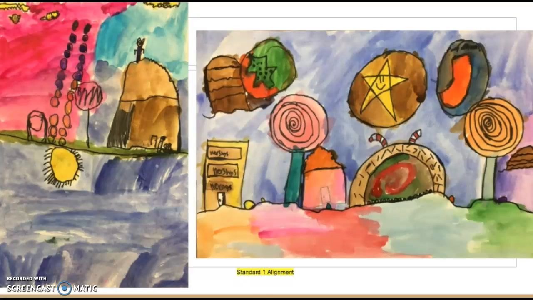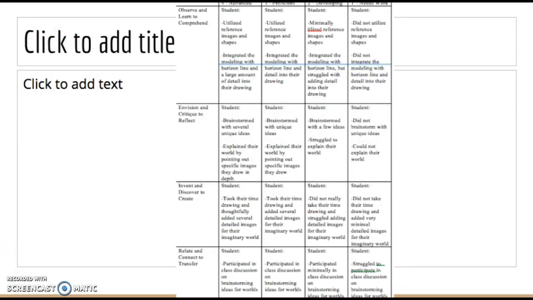Here's an example of a standard 1 alignment because I really pushed students and showed them how important it was to see a project all the way through. This took a lot of steps, but they were engaged the whole time, really because it was personal to them. Here's the rubric based off of brainstorming, looking at their art, if they utilized the reference images, if they took their time, if they participated and brainstormed.